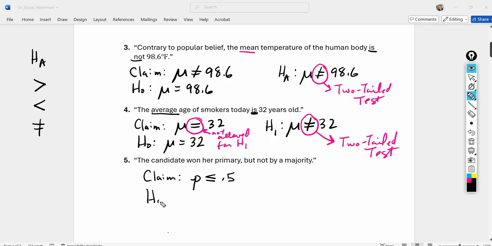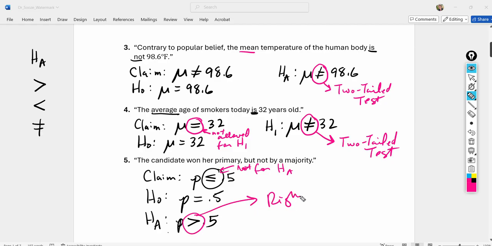So the null hypothesis is the original claim written with equality, and the alternative hypothesis, this is not allowed. That symbol's not allowed for the alternative hypothesis, so I have to take its complement. And so if you have a symbol that has equality in it, an arrow with equality, flip the arrow and get rid of the equality symbol. And so the complement is going to be strictly greater than. And so now, finally, the symbol in the alternative hypothesis tells me I have a right-tailed test.